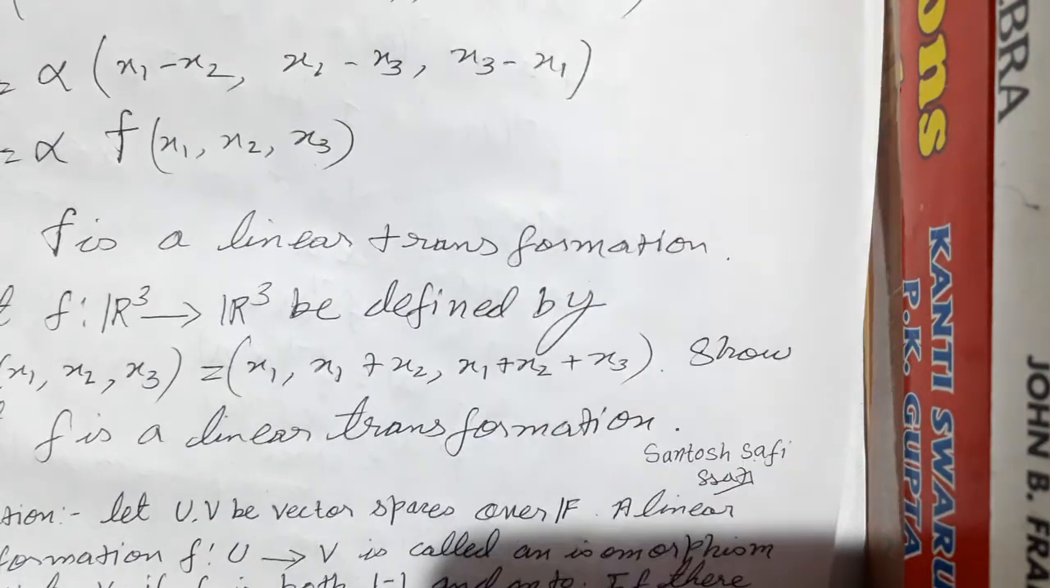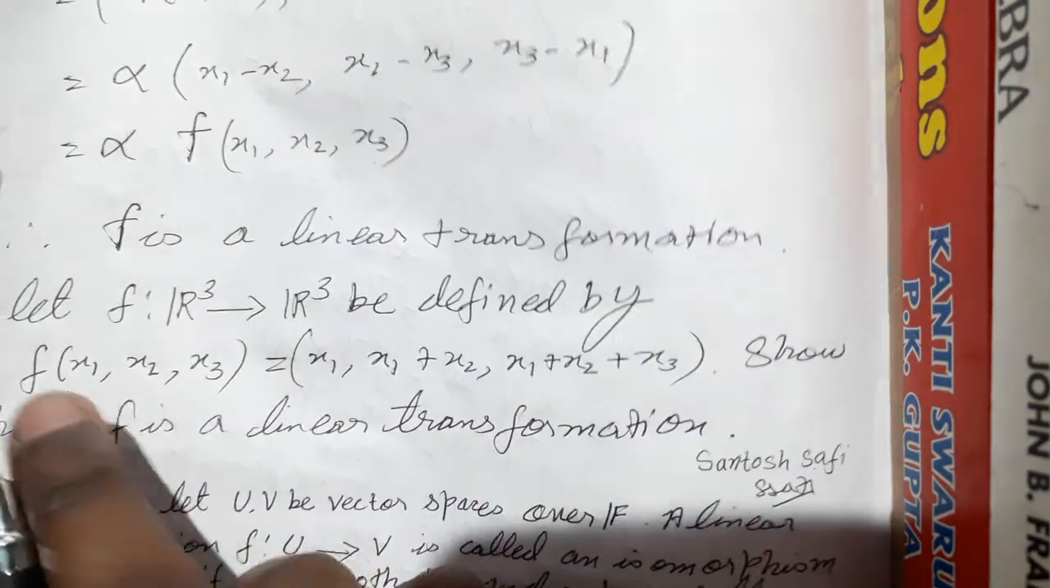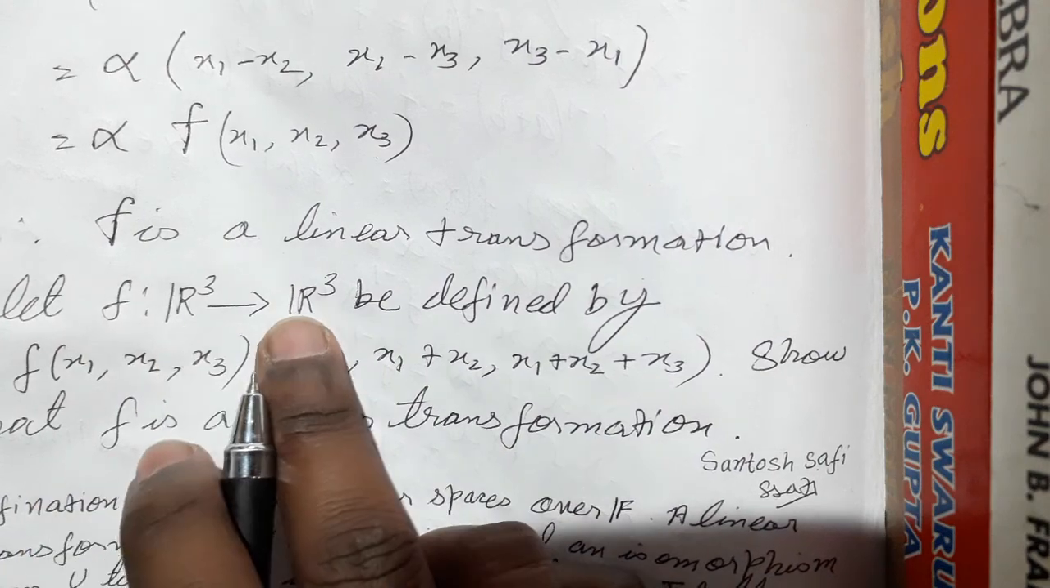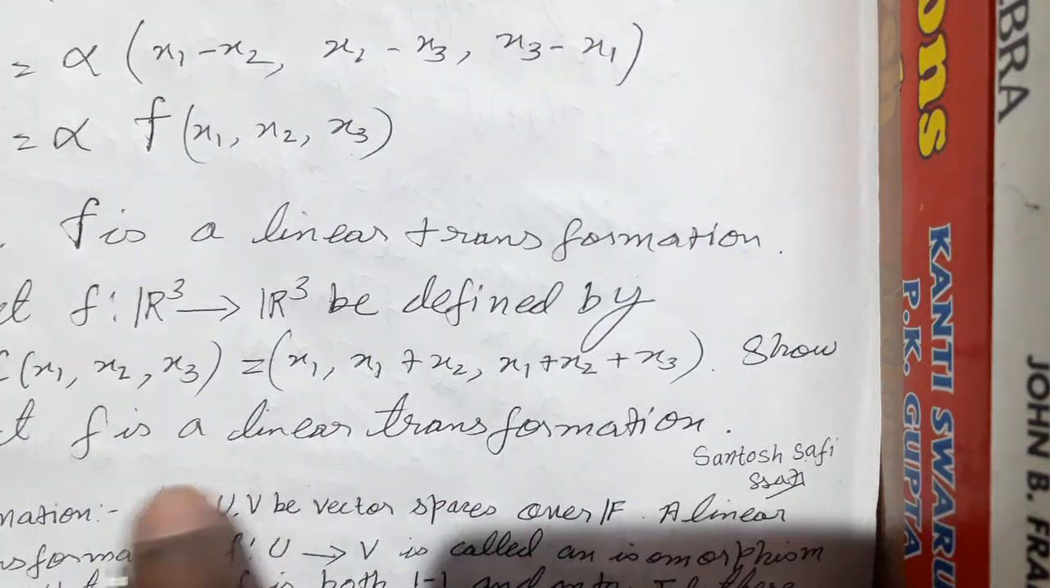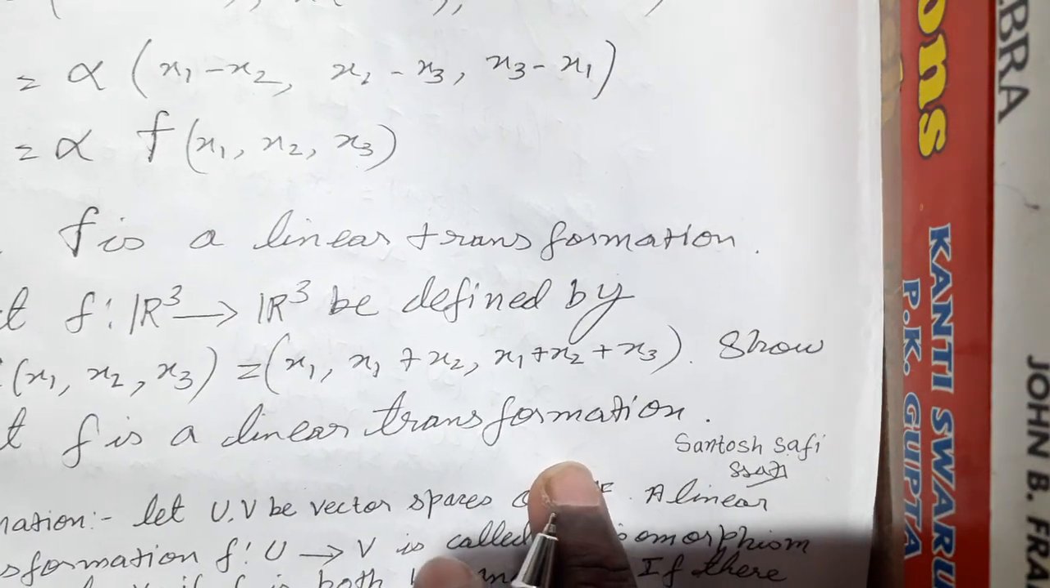In the same way, you can do this as your homework. Let f from R3 to R3 be defined by this definition. You have to show that this is a linear transformation. Thank you.